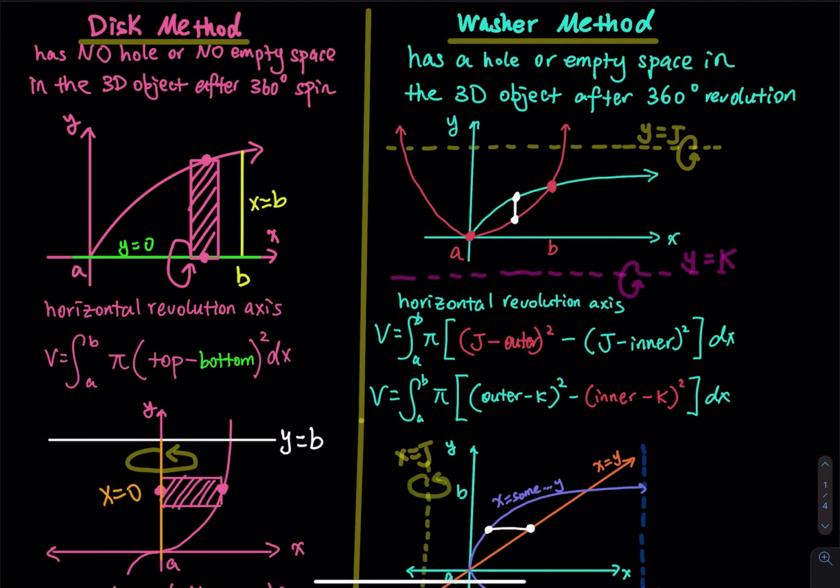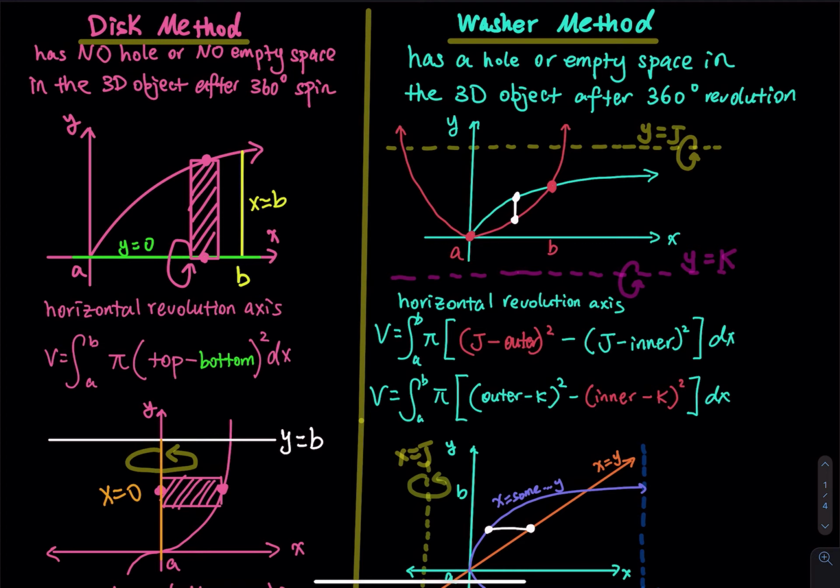All right, so when you spin about y equals j, which curve is closer to j, which curve is farther away from j? So it is clear that the green curve is closer to j, right? And then the red curve is farther away from j.